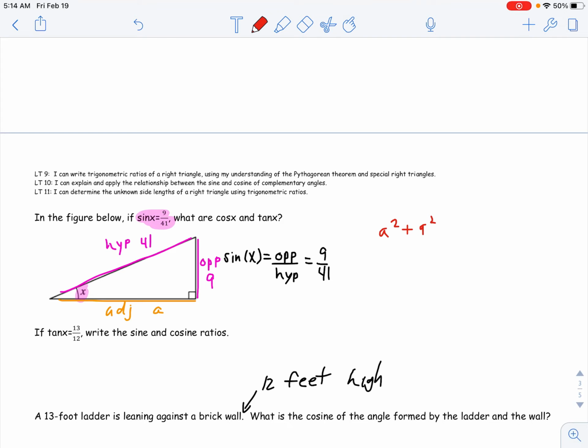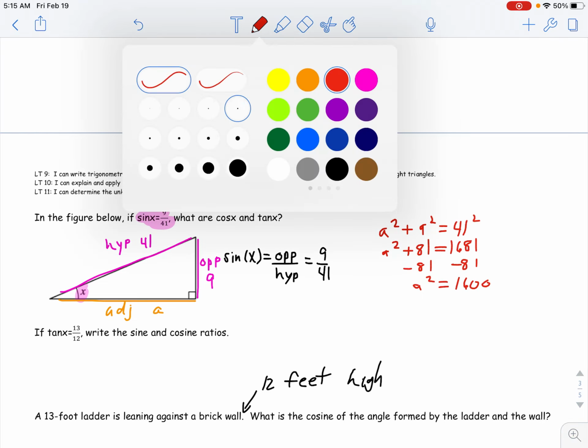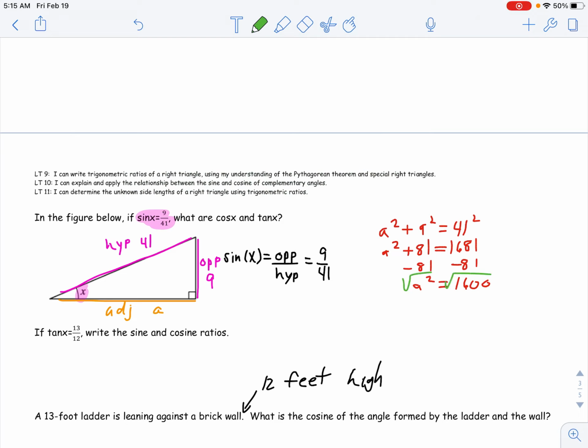A squared plus 9 squared equals 41 squared. I have this memorized. I know A is 40. It's a Pythagorean triple, but let's actually do the calculations. A squared plus 81, and 41 squared is 1681. Subtract 81 from both sides, and A squared equals 1600. Take the square root of both sides, and A equals 40.